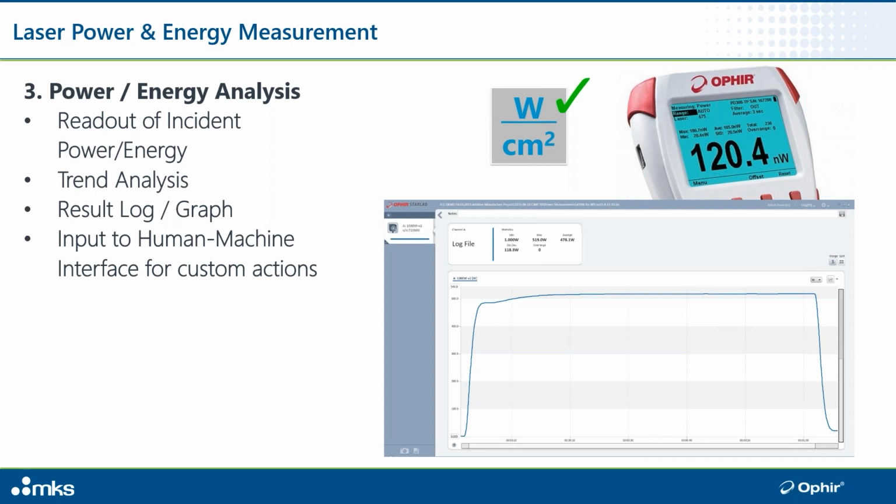This graph right here is exactly what you want to see on your laser. You see a nice ramp up of laser power, you see the power stabilize, and then eventually you see the power remain consistent over a longer period of time. That's when you know that you have a nice healthy laser.